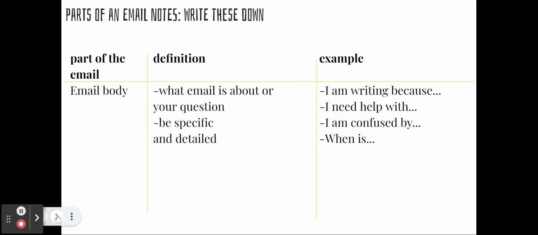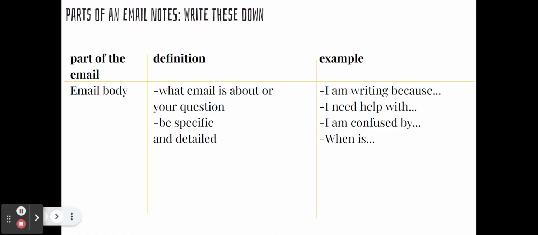Then you've got your email body, which is similar to the body of a letter. It's why you're writing, what your email is all about. If you have a question or something you need to communicate, you should be specific and detailed so that your reader knows what you're writing about and can easily answer your question or respond. Some sentence starters could be, I'm writing because, I need help with, I'm confused by, when, as.